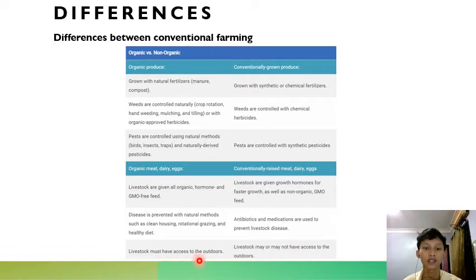Livestock must have access to the outdoors. This is for the organic. The animals are free to go wherever they want outdoors, and for conventional, livestock may or may not have access to the outdoors. So as an example, where there is a cow, the cow will only stay in the farm. It will not go out in the field or anywhere.